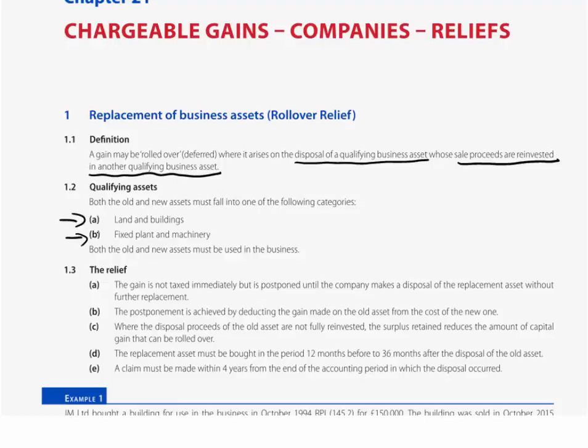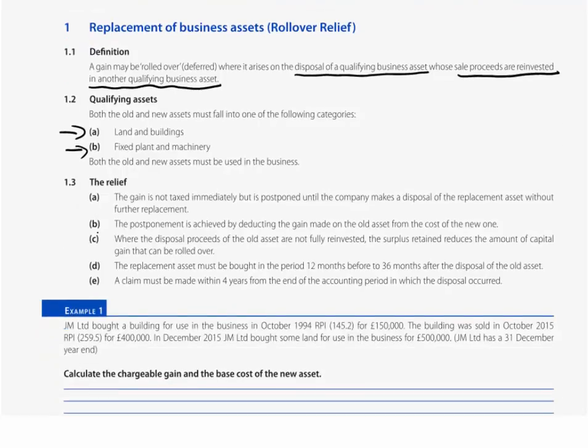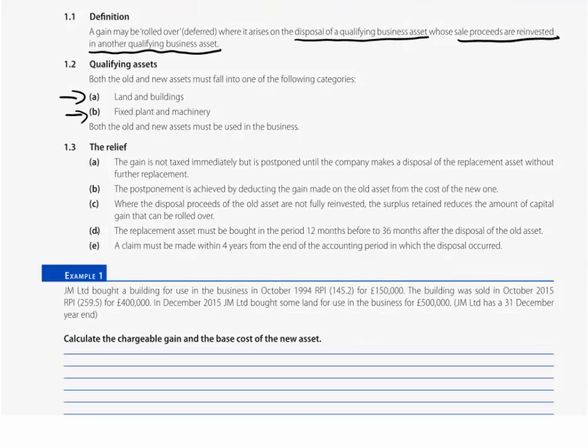But firstly, your basic rollover relief. Now again, this should come as no surprise to you. It should be basic revision.